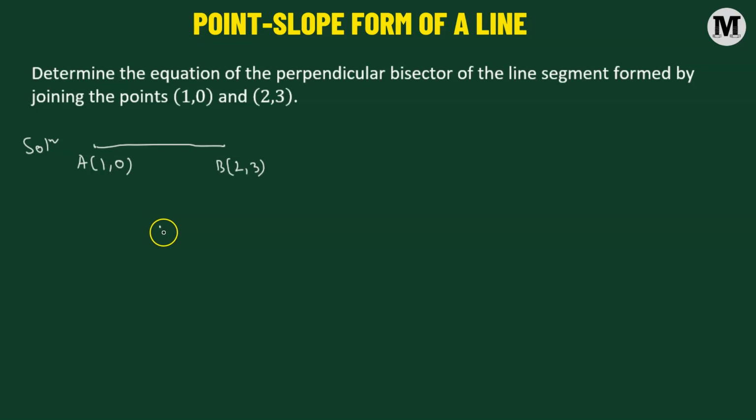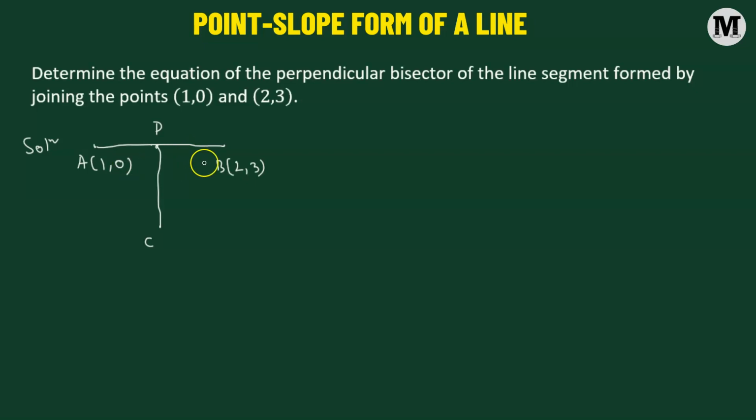Now we're going to consider another point C. From C we're going to drop a perpendicular on AB. Let's say we drop a perpendicular CD on AB such that this is the point D. So D is bisecting AB into two equal segments. In other words, we can say that D is the midpoint of AB.